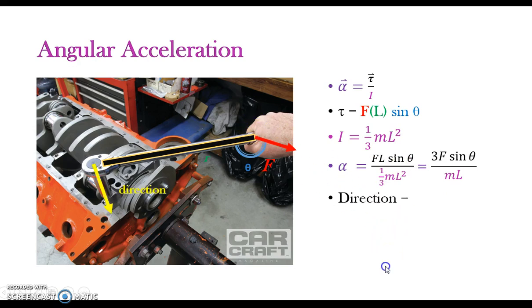Direction, as we said before. There is our axis of rotation. Clockwise means down, same as it was before. And that is how fast the tool is actually going to start to rotate in your hand for all that pulling. Now we're done.